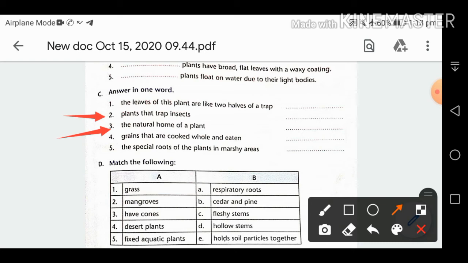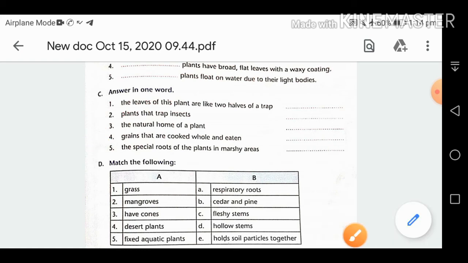Grains that are cooked whole and eaten. So rice. Wheat grains are ground and converted into flour, but rice is cooked and eaten. The special roots of plants in marshy areas are called respiratory roots. Then match the following. D part.